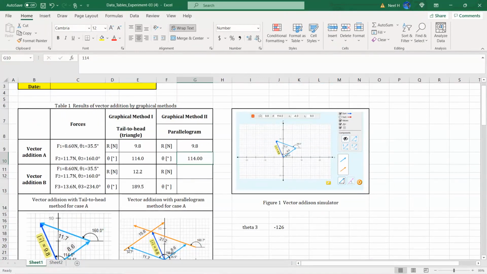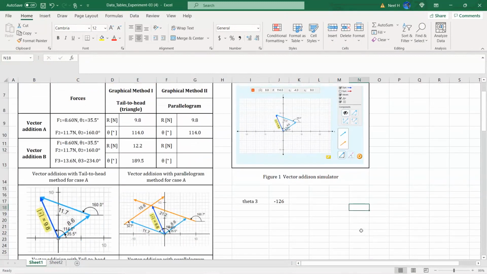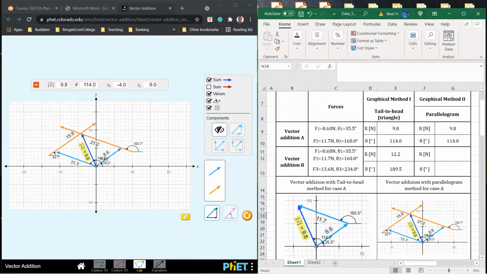Okay, make sure you show enough significant figures: 4 of them for the angle, but we can observe directly, and only 2 for the magnitude. Okay, you can move this one to make sure the angle is 114.